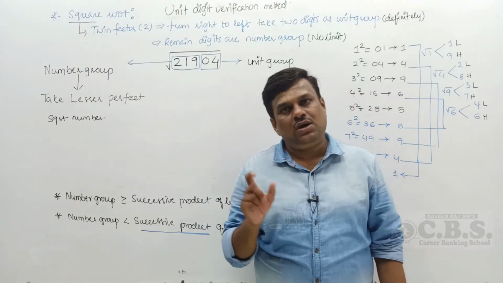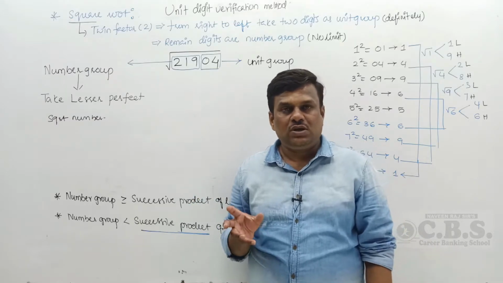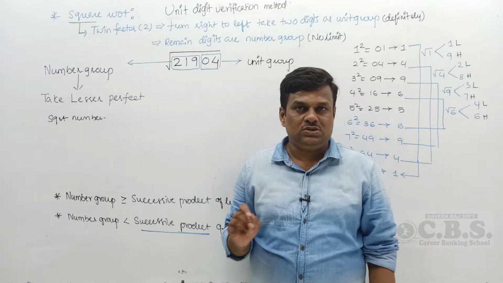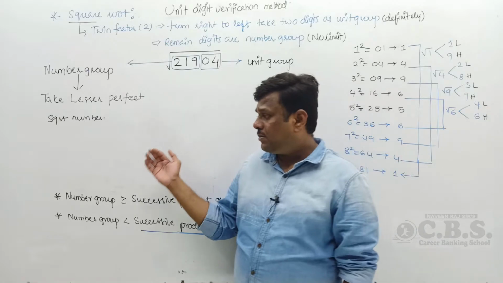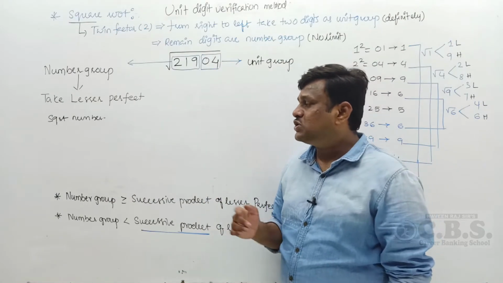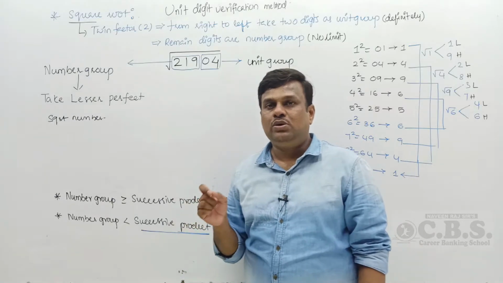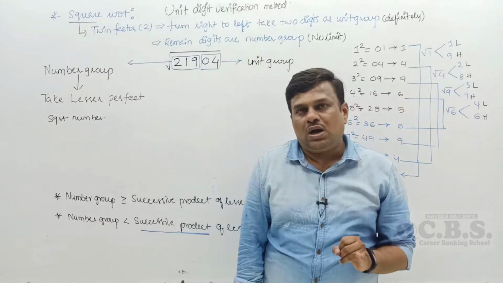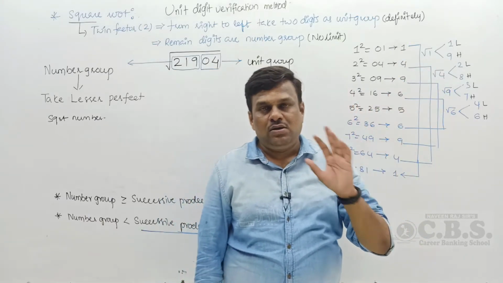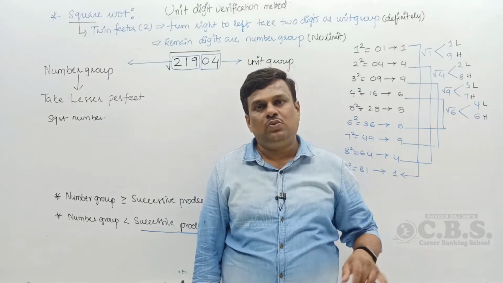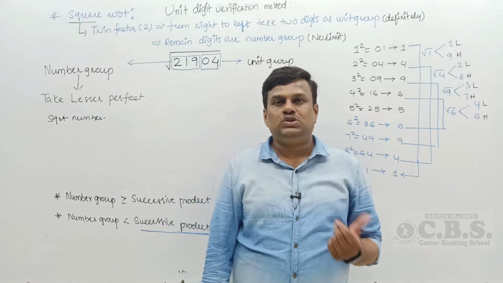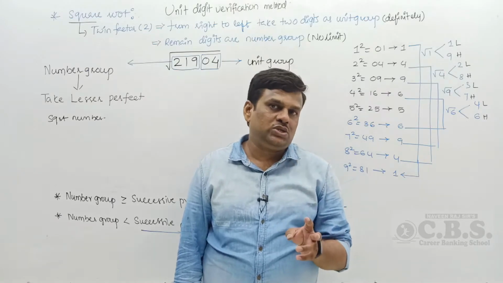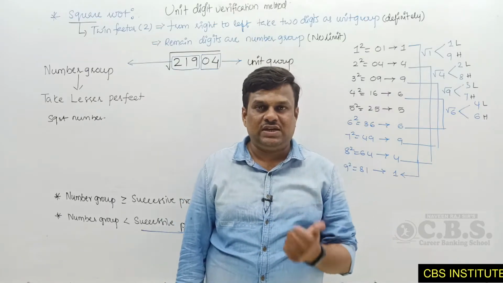So that is the only condition for a number group, and the only condition for the unit group is that it compulsorily holds exactly 2 digits. The purpose of the number group is to identify which unit digit we are going to take. The unit digits of perfect squares are 0, 1, 4, 5, 6 and 9. Except 0 and 5, all the remaining unit digits have a chance of two choices. The first choice is the lesser choice and the second choice is the higher choice.